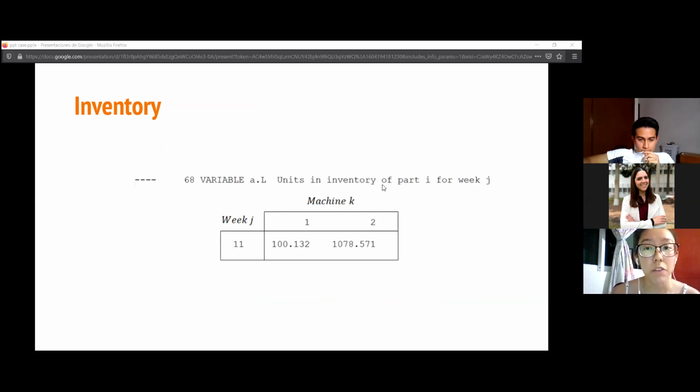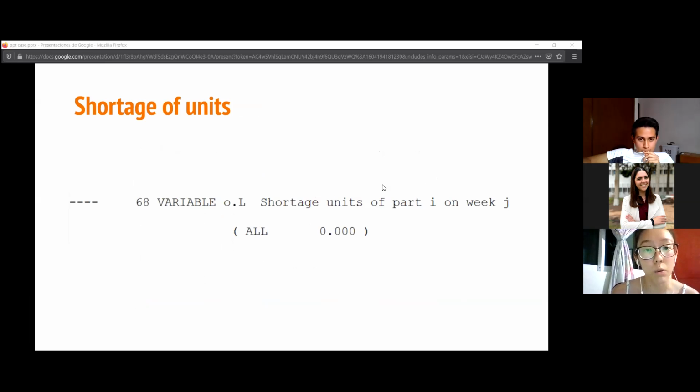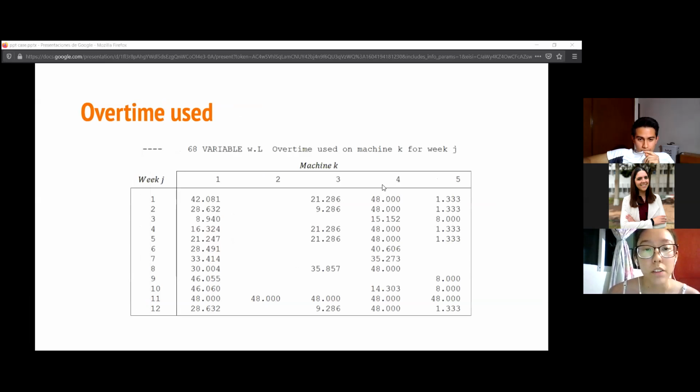This also is reaffirmed for the shortage variable O, where we can see that all values are equal to 0 for all parts for all weeks. Therefore, all demand is met since there are no missing units. Now for the overtime, all the values are exactly the same as in case A, except for week 10 in machines 1 and 4. These machines for this week have a greater number of hours in overtime. This means that we will have an overproduction that will correspond to the production of parts 1 and 2 that were missing for week 11.